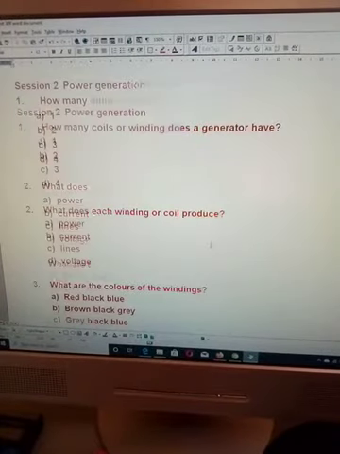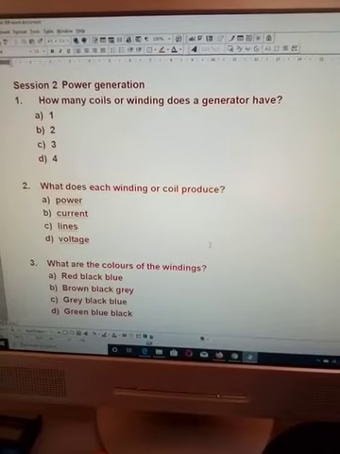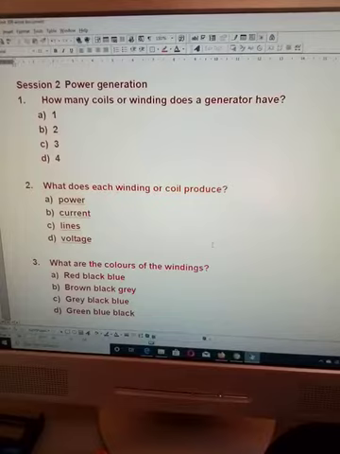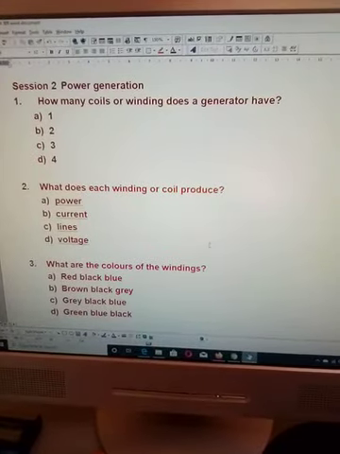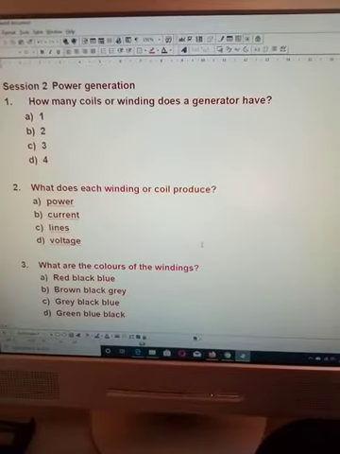Session 2, power generation. How many coils or windings does a generator have? Maybe it has 4. I have no idea at this point in time, but again, that is for you to find out based on the information you have been given, the handouts you have read, the illustrations and PowerPoints we have gone through on the board.